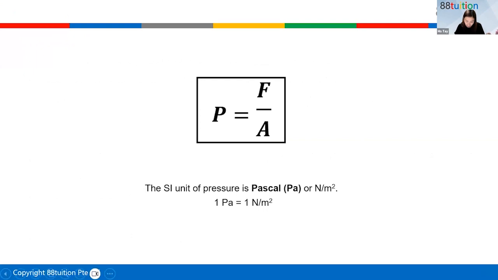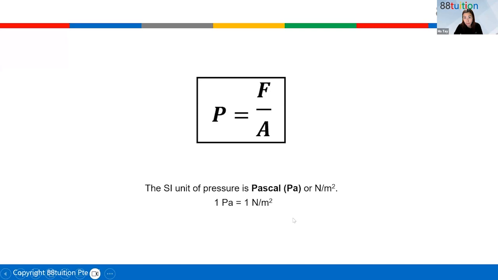And then the SI unit, take note, either you express it in Pascal or you can write down Newton per meter square. So force has the SI unit Newton, and area, the SI unit is square meters. Take note, 1 Pascal is actually 1 Newton per meter square. So when you need to do conversion, this is necessary.